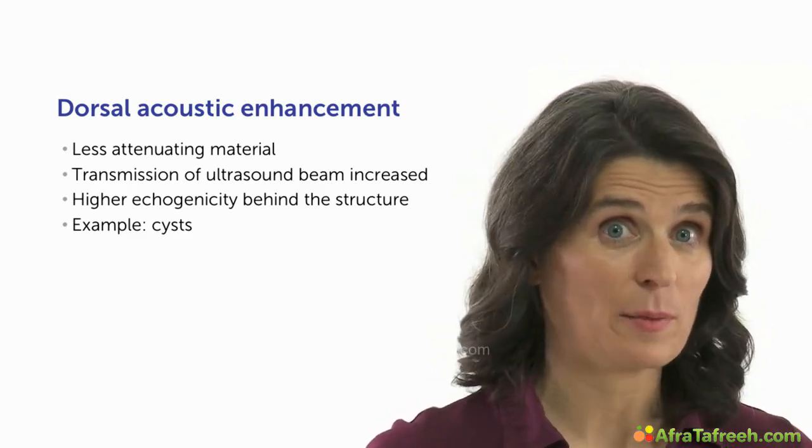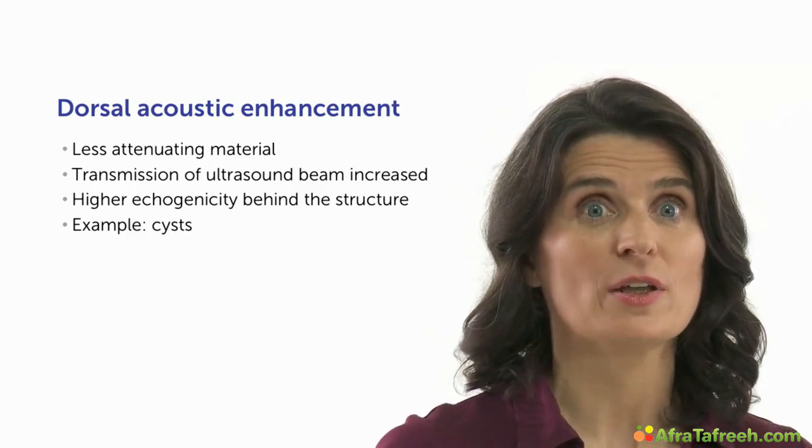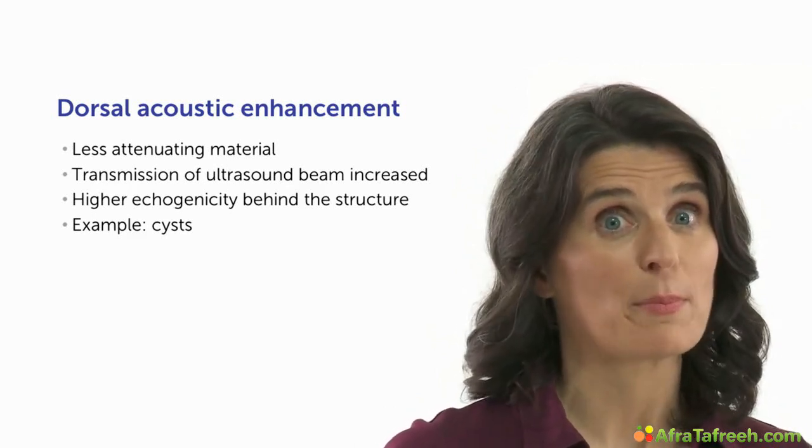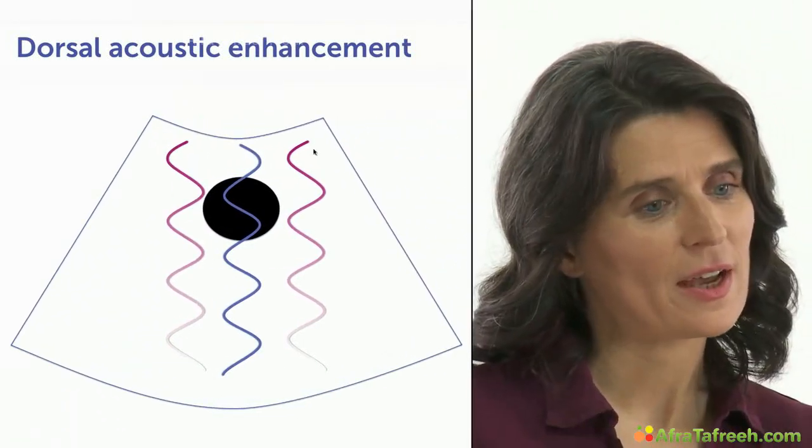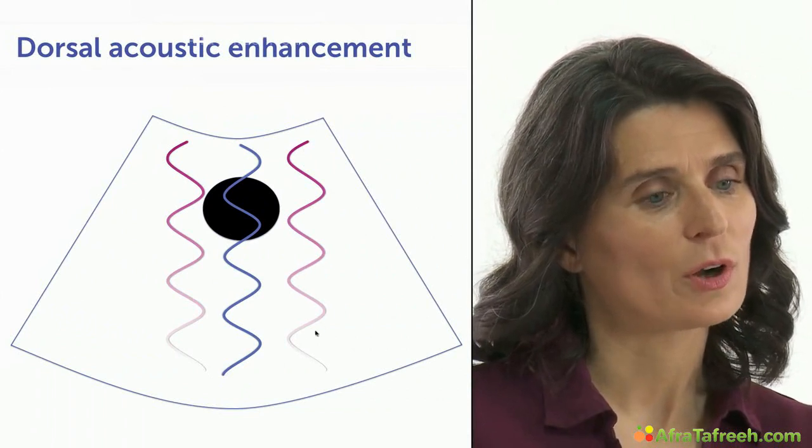A typical example are uncomplicated cysts of any organ. To me, this looks a bit like the beam of a flashlight. In this picture, we see the real situation. The ultrasound beam is weakened in normal tissue, here on the left side and the right side of our fluid-filled structure.